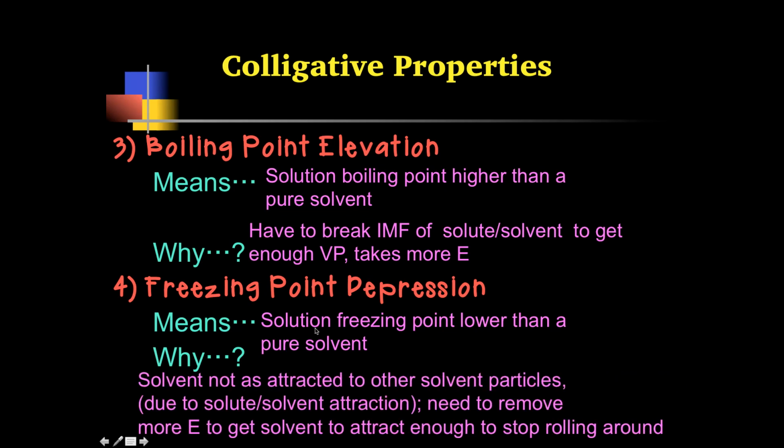Well, think about this. The solvent is not wanting to be attracted to the other solvent. And that's what has to happen for something to freeze, right? You have to create that structure, that organization where particles are attracted to each other. But because the solvent is also attracted to the solute, you have to remove more energy to get that solvent to stop rolling around. Because right now it's rolling around with the solute, not just attracted to other solvent particles. So you have to remove more energy so that the particles of the solvent are attracted enough so that they stop rolling around. So again, the boiling point will always be higher for a solution and the freezing point will always be lower for a solution.